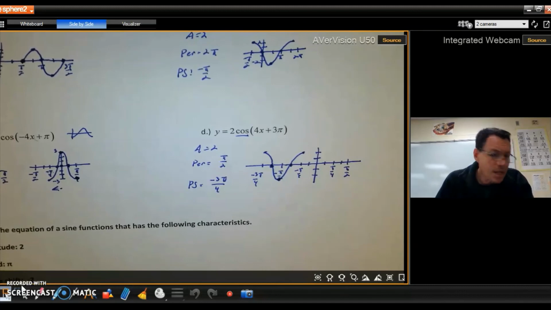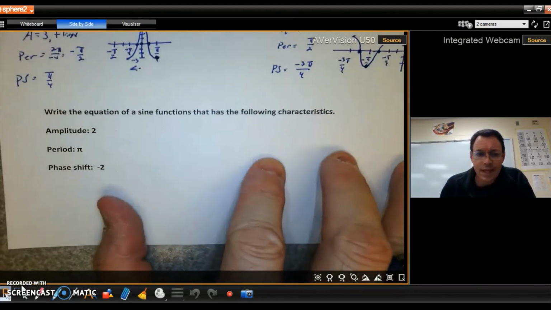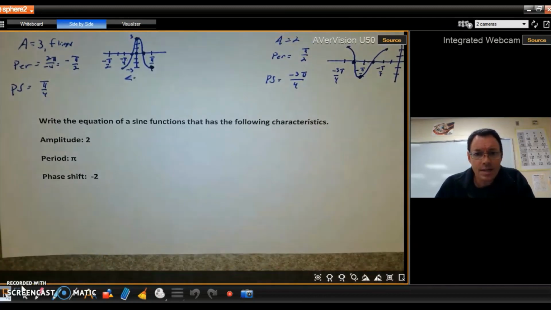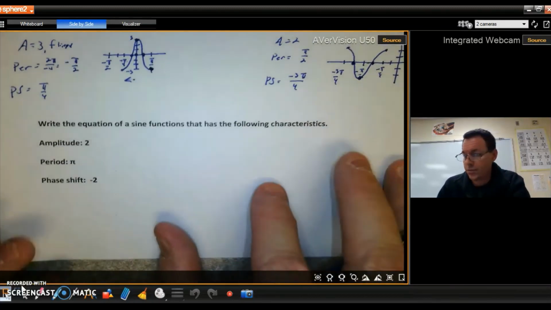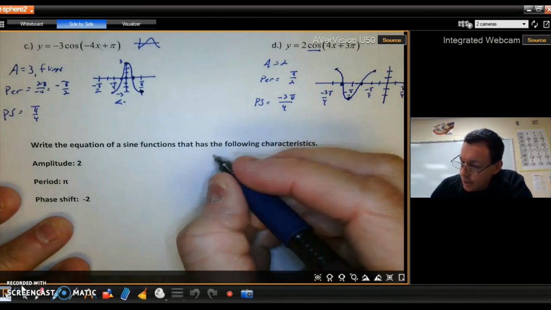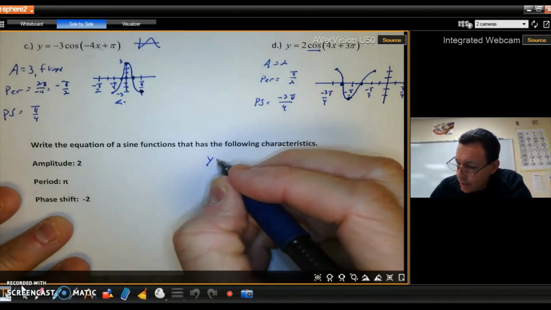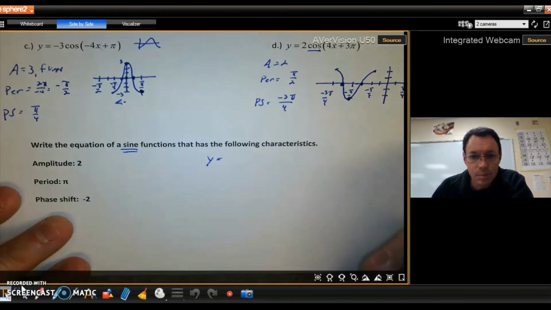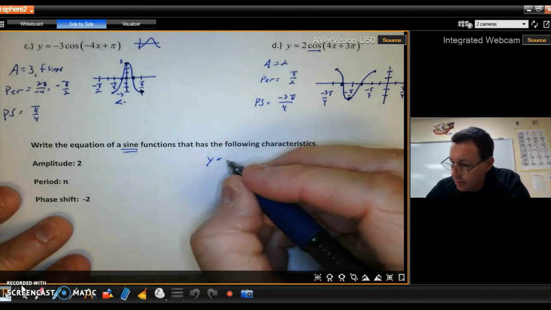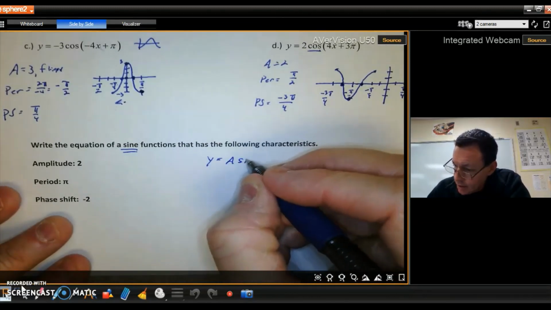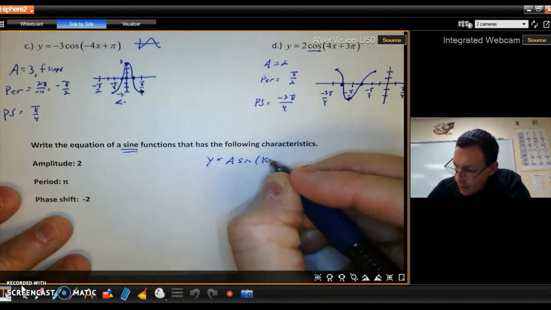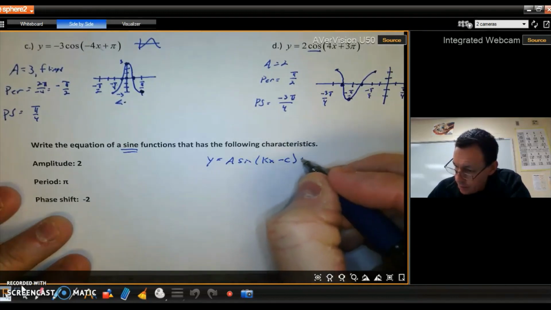Okay? Last thing we're going to look at real quick is what if I gave you information about a graph and then asked you to graph it? So first off, I'm going to write down y equals, now these are all sine graphs. I'm not going to try to trick you with that. So sine graph, so a sine kx minus c plus h.